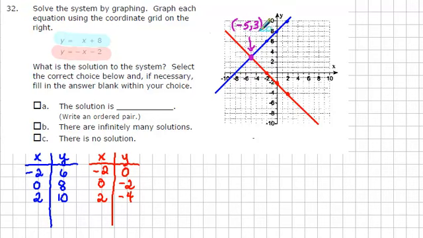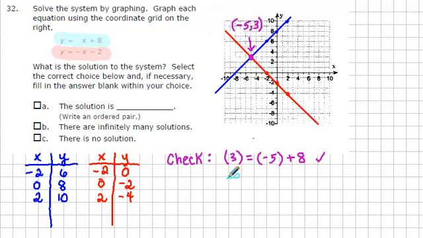Now, to double check to see if this is the solution to the system, we can just substitute the coordinates of this point into each of the two equations. So let's check the result just to see, is that really the solution? So we substitute 3 for y in the first equation and -5 for x. Is 3 equal to -5 plus 8? Yes, it is. So the first equation checks out.